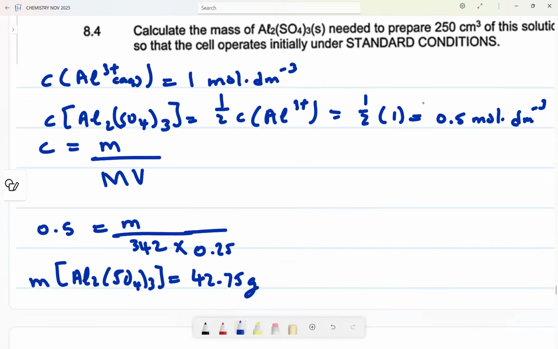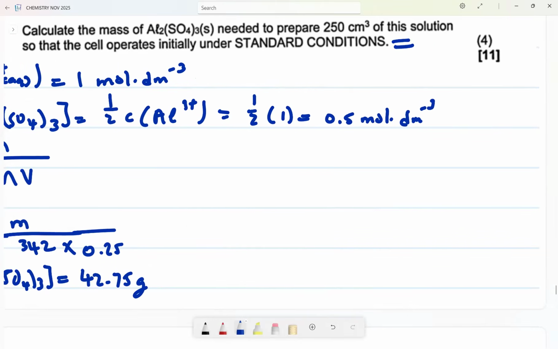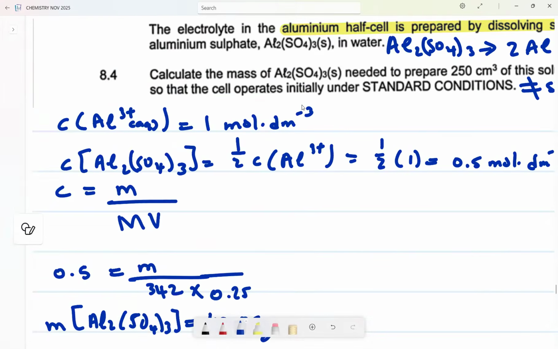So yes, guys. Standard condition is not equal to STP. This is not STP, guys. Standard condition is not STP. Okay. Yes, so let's move on to the last question of the paper.